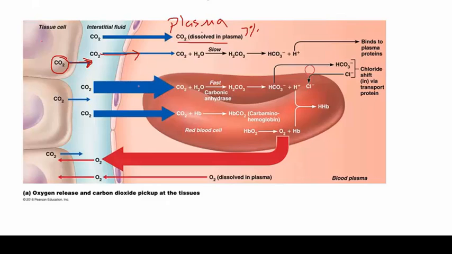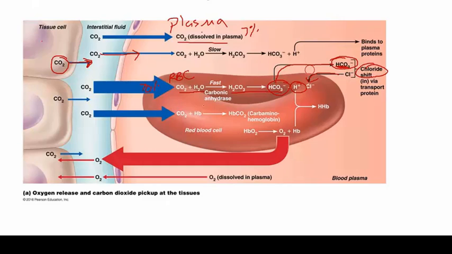However, most of it, 70% or so, is going to enter the red blood cell, and it's going to, through that equation, be converted into bicarbonate ions and hydrogen ions. And bicarbonate ions, by shifting with chloride in the chloride shift, are going to be transported through the blood plasma until they get back to the lungs in this form.